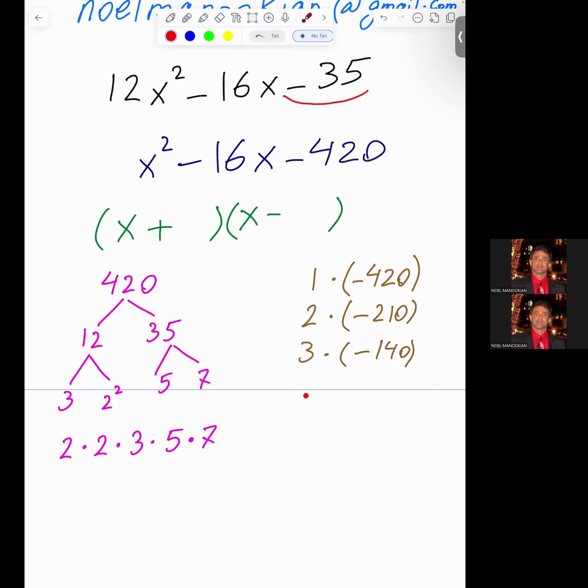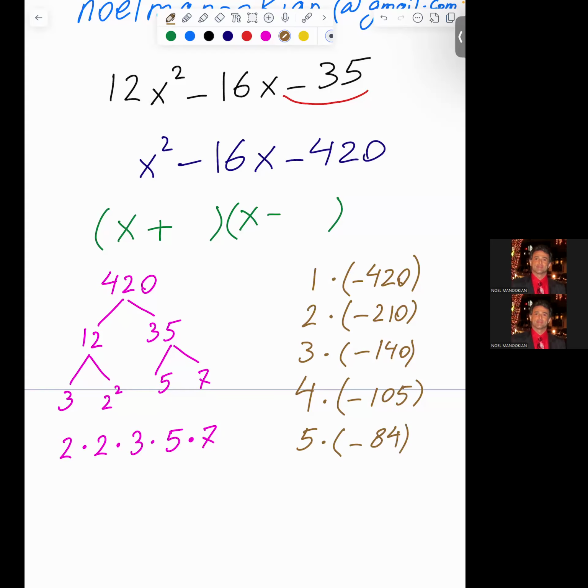The other one, 4 can work because 2 times 2 is 4, so 4 is one of the factors. So 4 times 420 divided by 4, 105. So negative 105. Again, when you add negative 105 and 4, still you're not going to get negative 16. 420 can be divided by 5. 5 is one of the factors, so 5 times negative 420 divided by 5, negative 84.